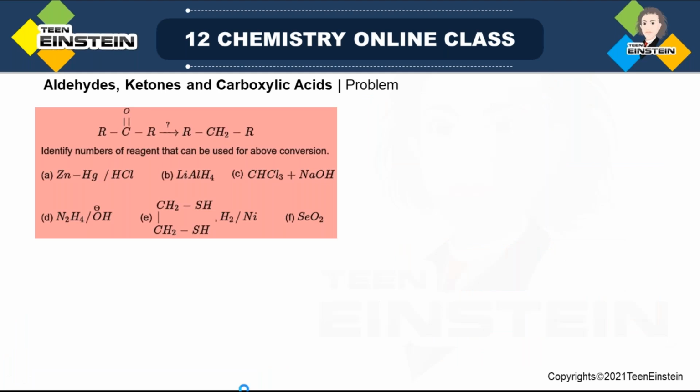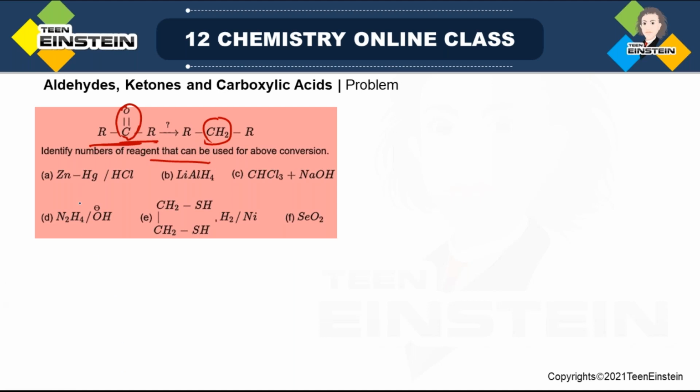So based on this reduction, let's see this problem. Here one conversion is mentioned, RCOR is converted to RCH2R. That means it is reduction to hydrocarbon. Remember, we have just discussed. So you have to identify the number of reagents that can be used for this conversion. Here how many reagents are given? A, B, C, D, E, F. Total 6 reagents are given. Out of these 6, how many can be used for this type of reduction? That we have to see.